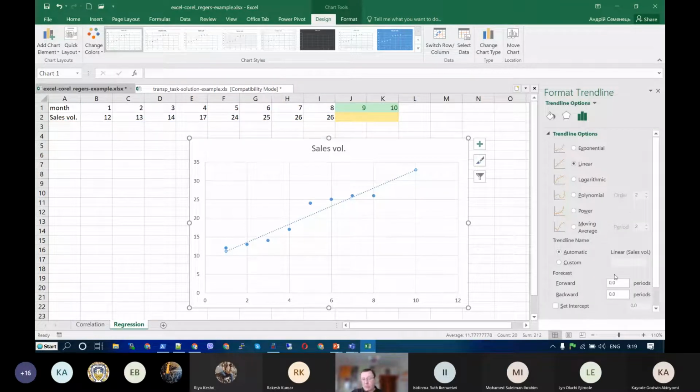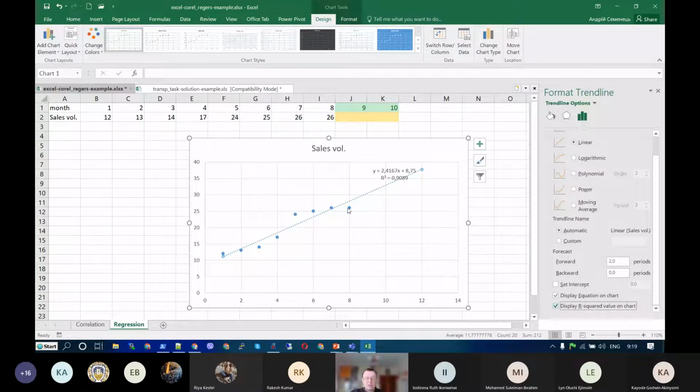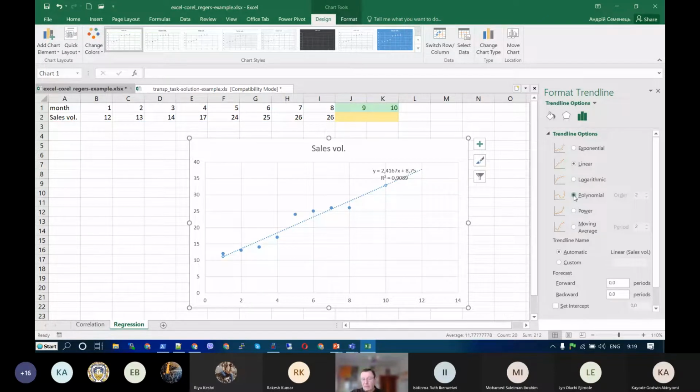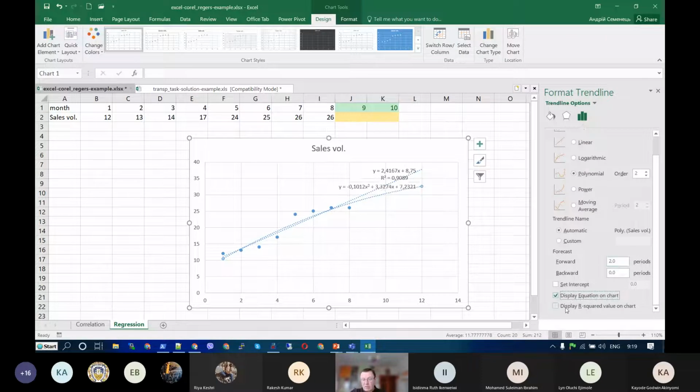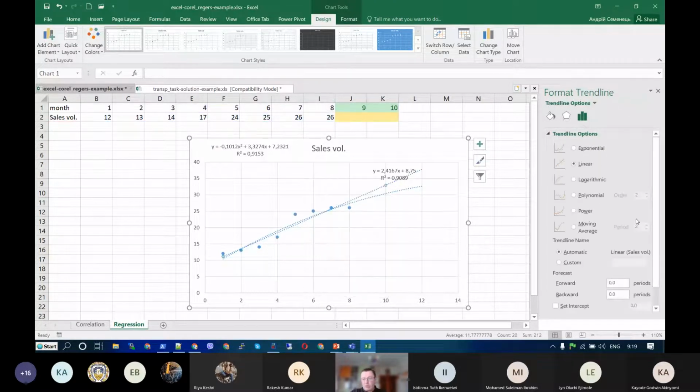So for example, let me show a line, and I can immediately add the 2 months forecasting forward and visualize my model. In a similar way, I can add, for example, a polynomial trend line of second order with forecasting for 2 months, and the R-squared value, and let me add one more, for example, polynomial third order.